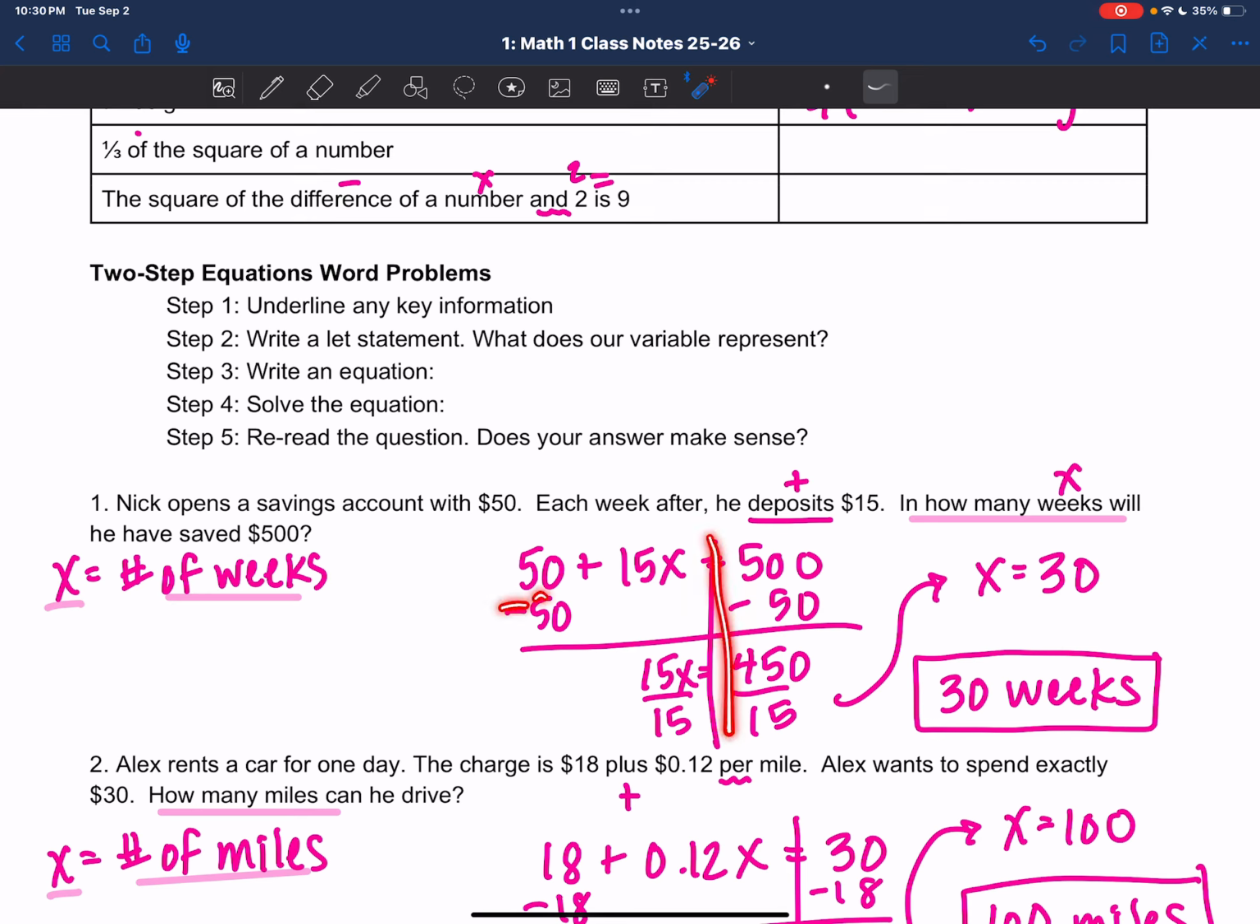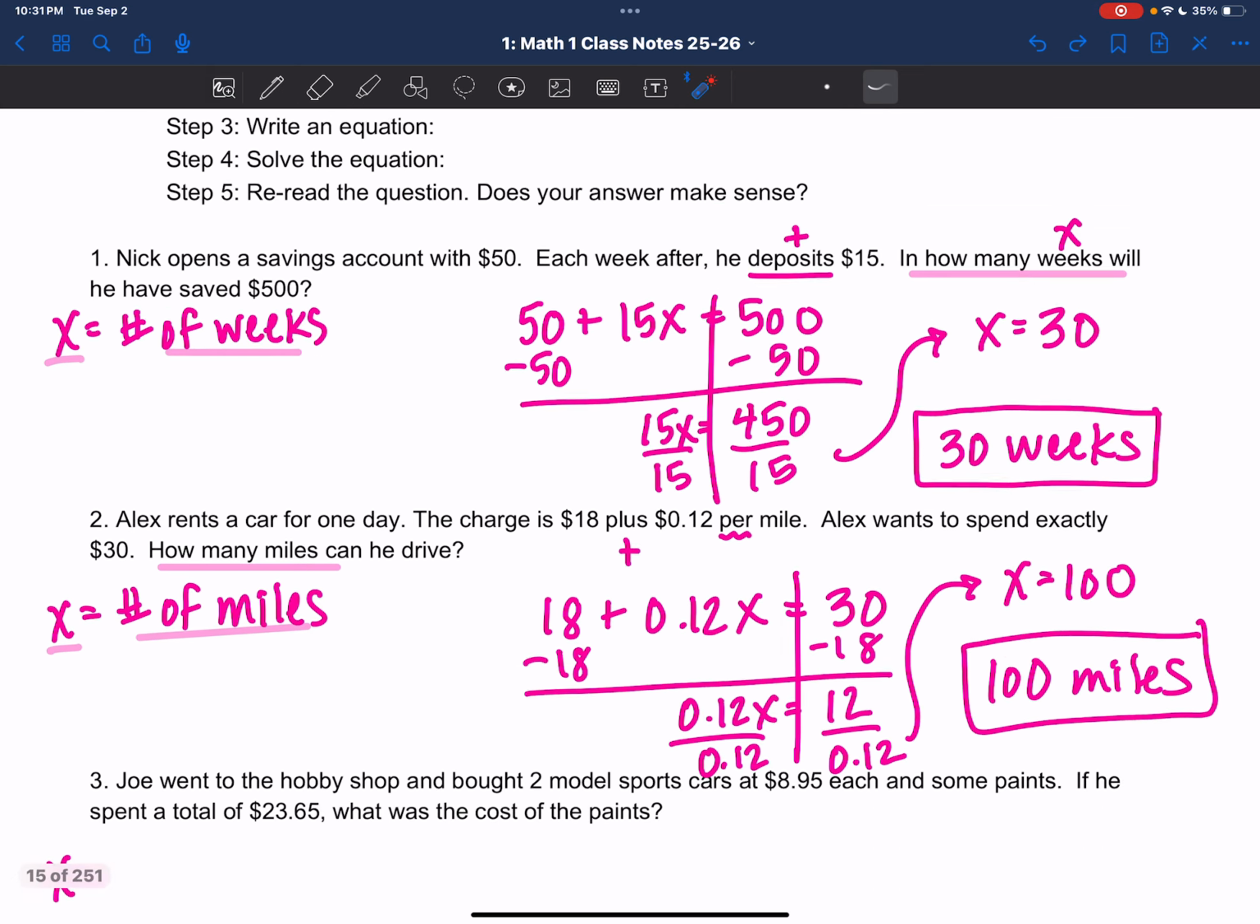Draw your line down the middle. Let's start moving our numbers. That cancels out. I'm left with 15x equals 450. Now, let's divide both sides by 15. That simplifies to x. And then this equals 30. Now we said x was weeks, so your label should be 30 weeks. And does that make sense? So if he did 30 weeks plus 15, he should have gotten 500.